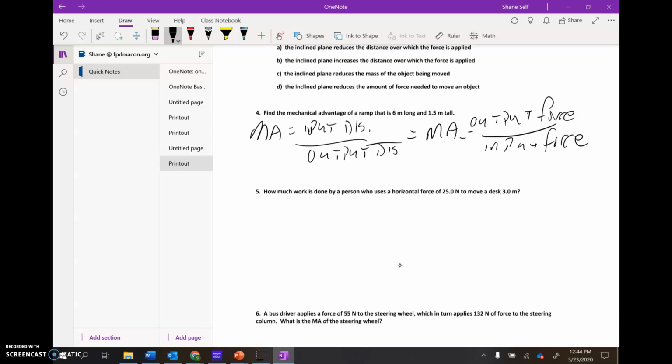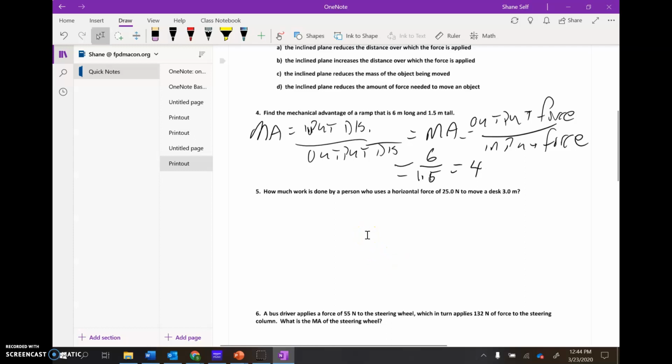And let's look at it from up here. Find the mechanical advantage that is 6 meters long and 1.5 meters tall. Those are distances, so we are going to use that formula right there. Input distance, which is 6, over output distance, which is 1.5. And so our mechanical advantage is going to be 4. Nothing to it. Find the right formula, put it in, can't be wrong.